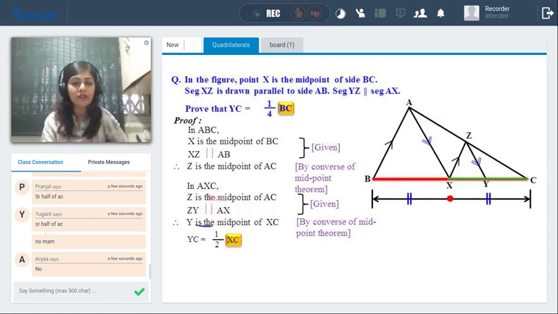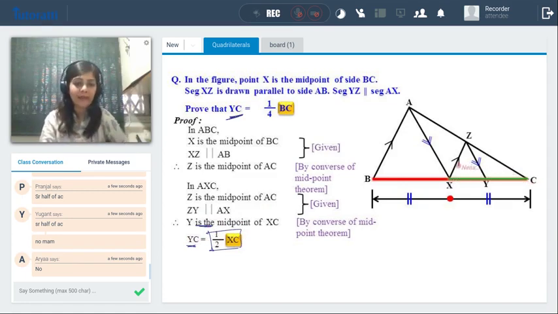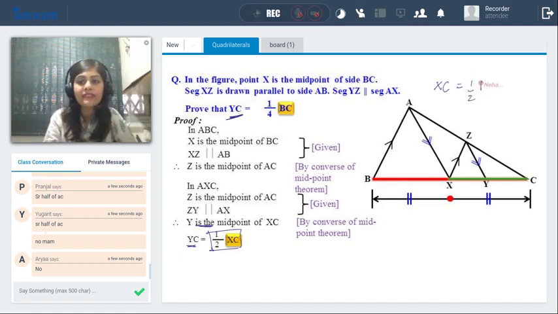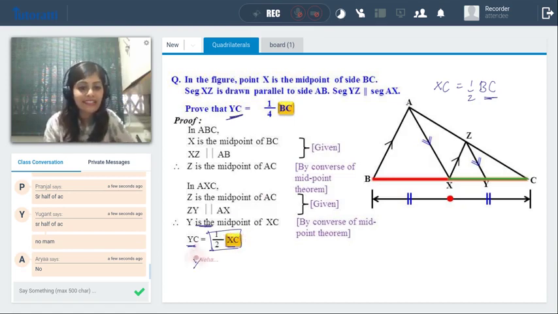Once I know that Y is the midpoint of XC, since we need the result for YC, we're going to say YC is half of XC. But students, look at XC. What do we know about XC and BC? Can I say XC is also half of BC? Yes, obviously we know X is the midpoint of BC. So now instead of XC, can I put half BC? Yes, let's see what happens.